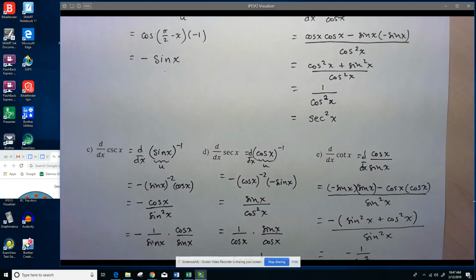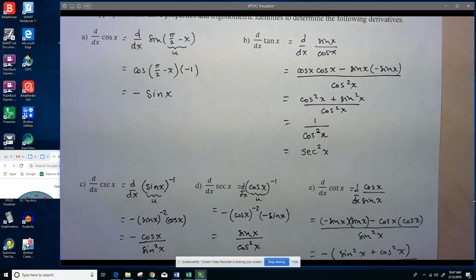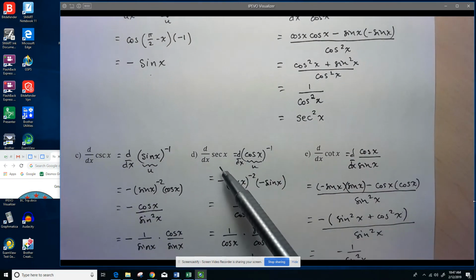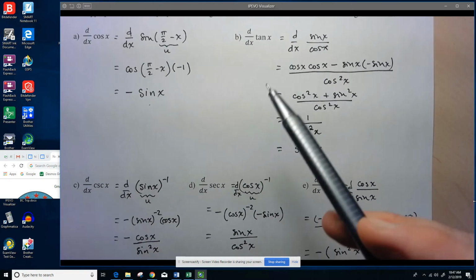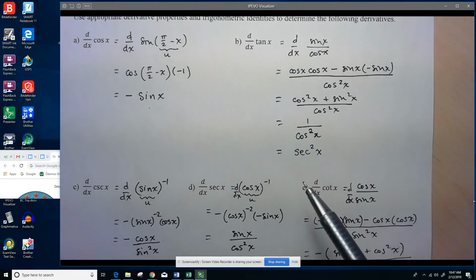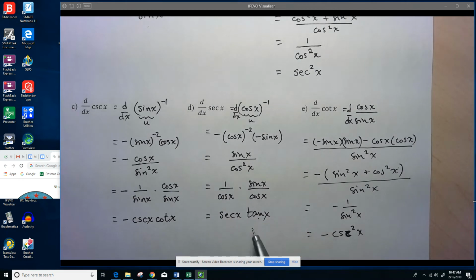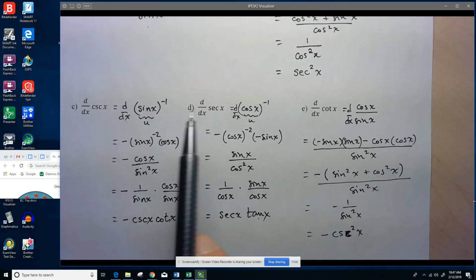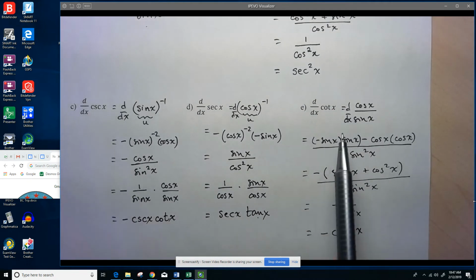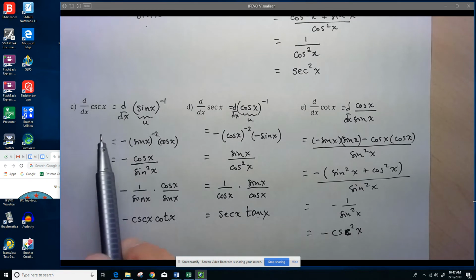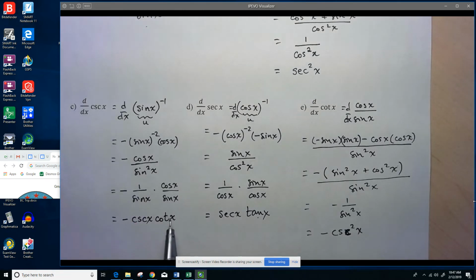Okay, now I want you to look for some patterns here. Notice tan and secant are related. The derivative of tan is secant squared. The derivative of secant has a tangent in it. And cosecant and cotangent are related. Derivative of cotangent is negative cosecant squared, and the derivative of cosecant contains a cotangent and also the negative. So these are ways to help you remember the patterns.